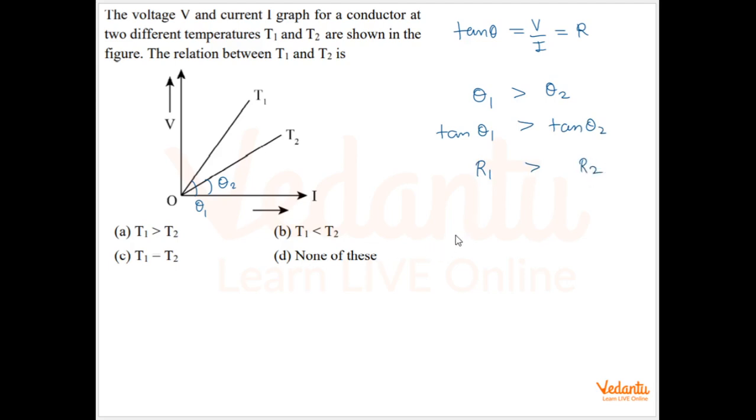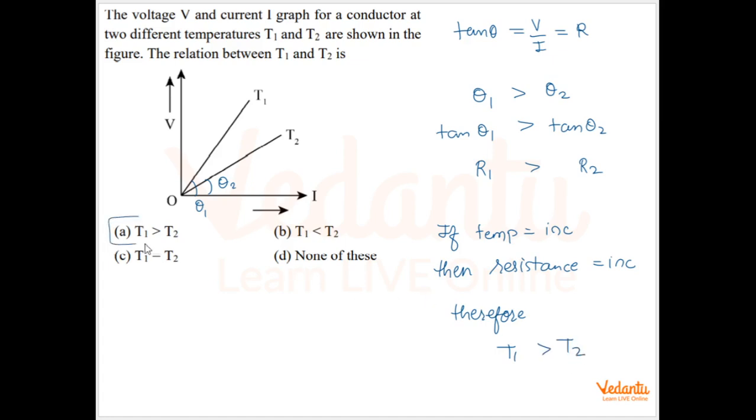Now beta, you guys know that for ohmic resistors, for metals, if temperature increases, then in that case resistance also increases, which means beta that therefore the temperature T1 will also be bigger than temperature T2. So option A will be the correct answer.